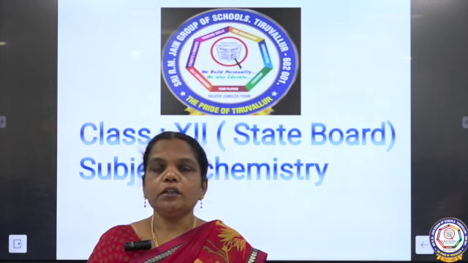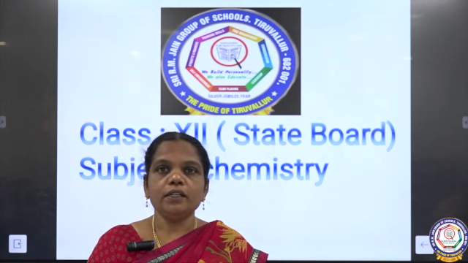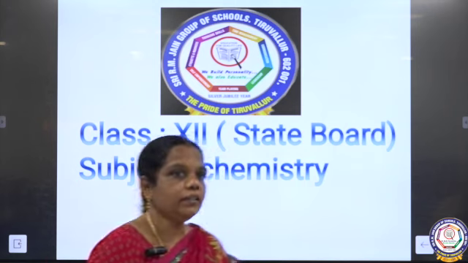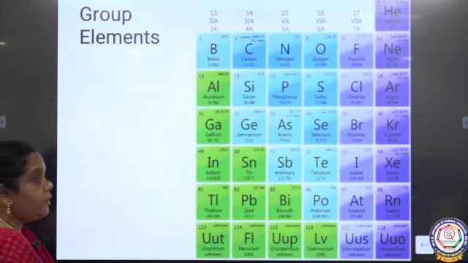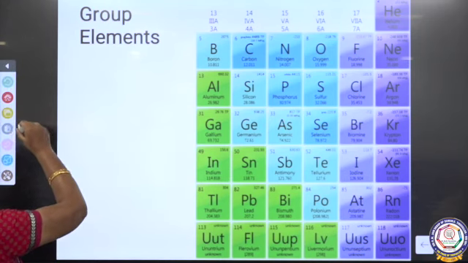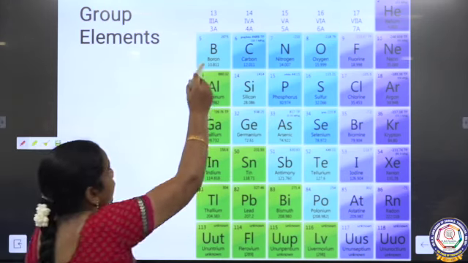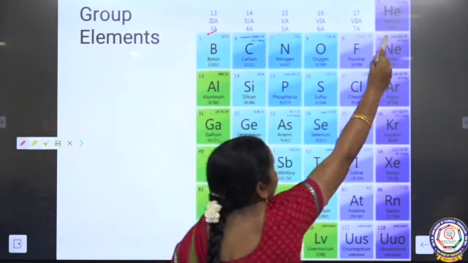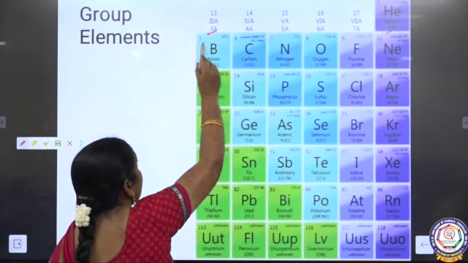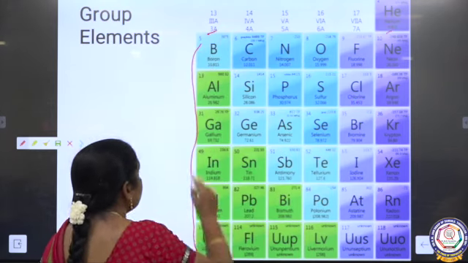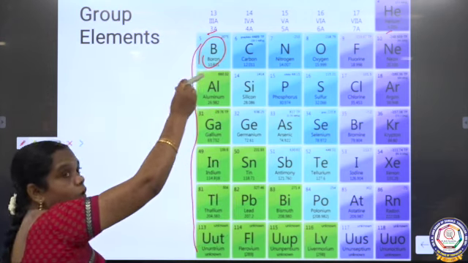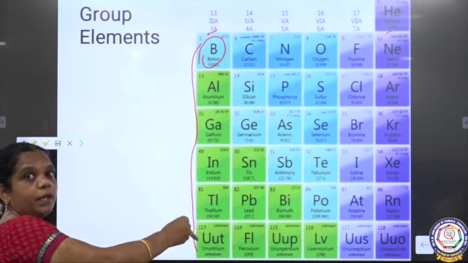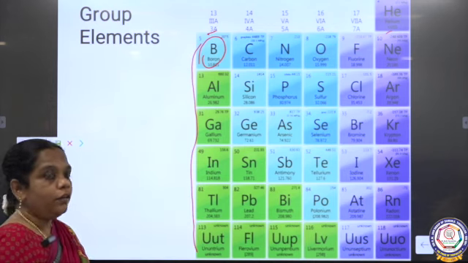Today you are going to learn about the boron family in p block elements. The p block element consists of groups 13 to 18. Now we are going to learn about group 13, boron. The first element of this group is boron, so the entire group can be represented as the boron family.